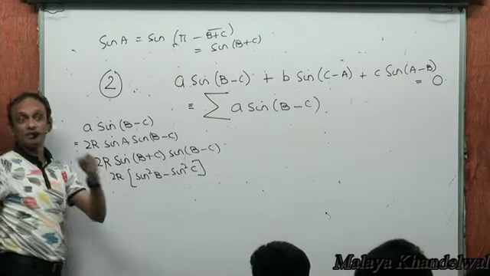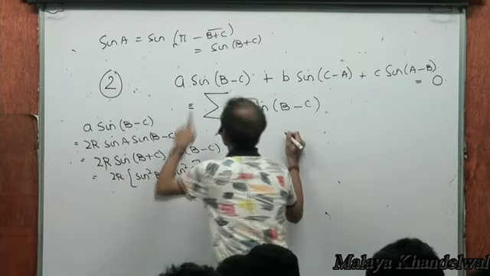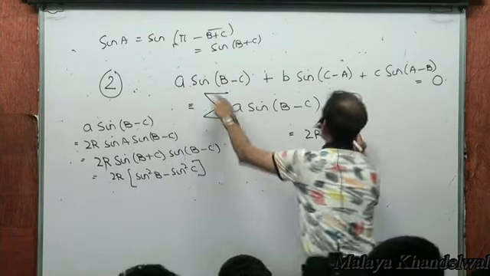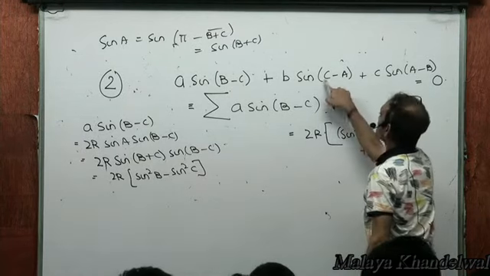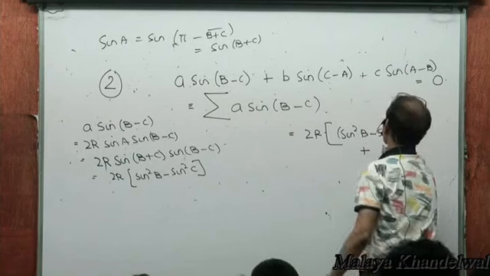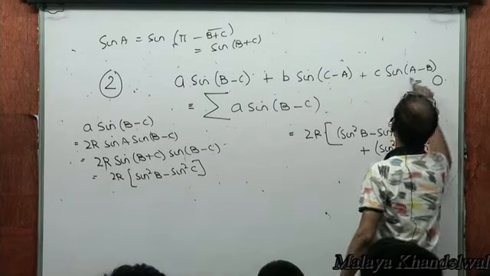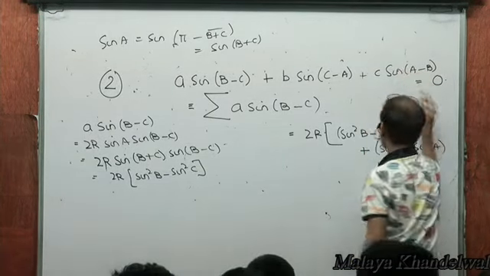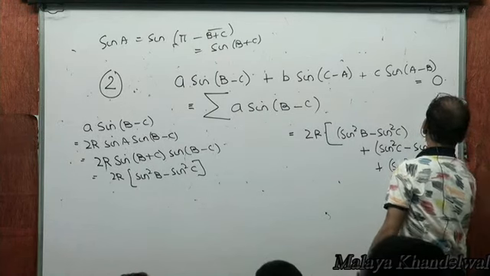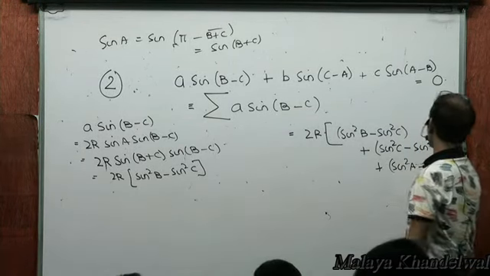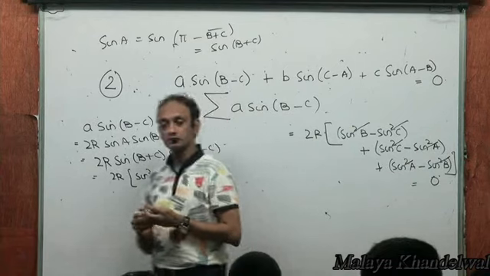So the first term is going to be 2R (sine square B minus sine square C), plus sine square C minus sine square A is what would become of the next term, plus sine square A minus sine square B would be this term. You can see all terms are getting cancelled here. This is very clearly equal to 0. Sine square B with sine square B, sine square C with sine square C, sine square A with sine square A, they're all getting cancelled.